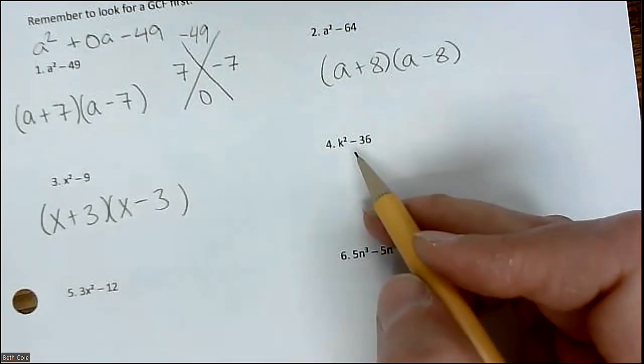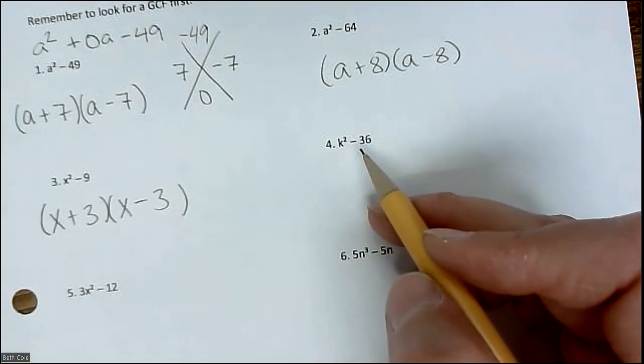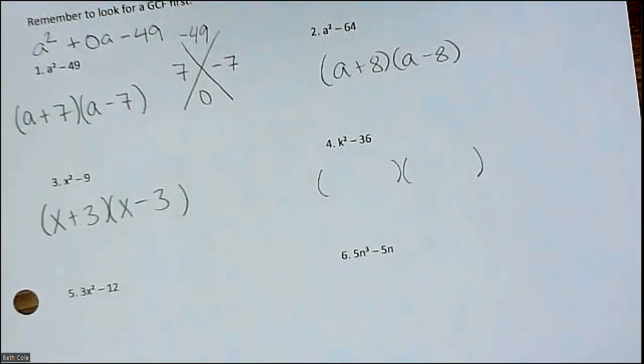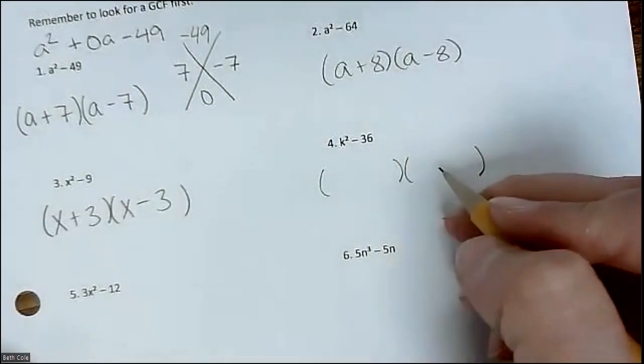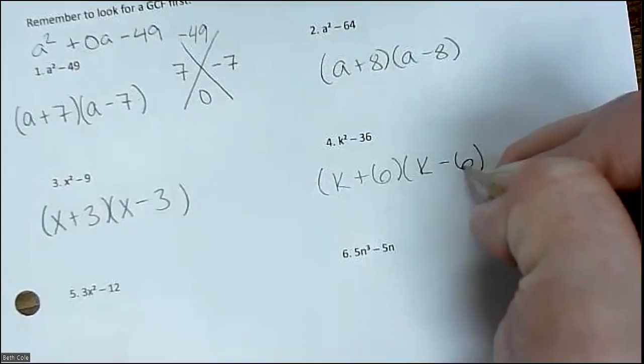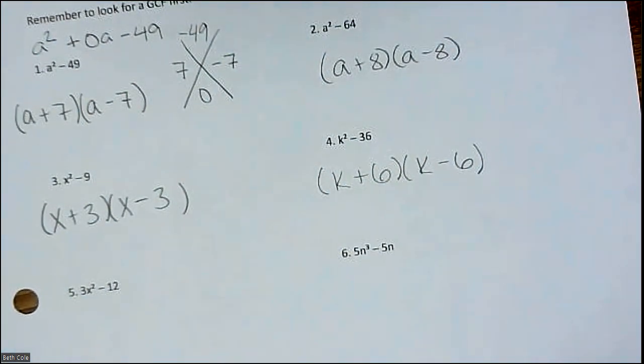Do you see how this one, there's no k's in the middle, 0k? So how are you going to split up the 36? Good. So in your parentheses, it would be k plus 6, k minus 6. Yes. Can we just write it? No, you have to put parentheses.